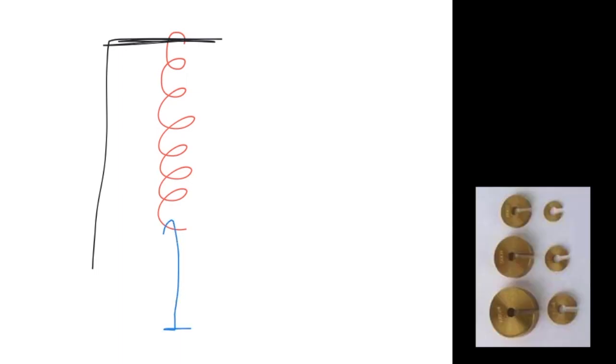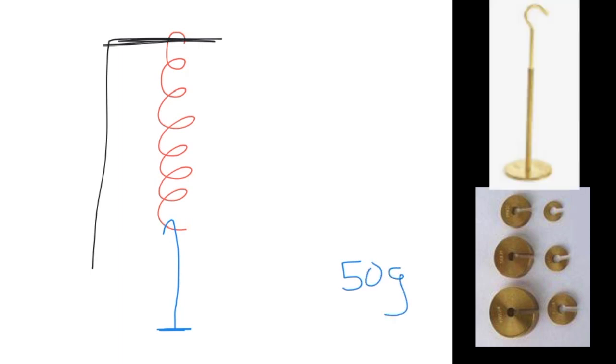We will use these slotted brass slugs and add weight to the spring. To attach the slugs to the spring, we will use this mass hanger. Note that the hangers we own have a mass of 50 grams all by themselves. That value should be included in your measurements.